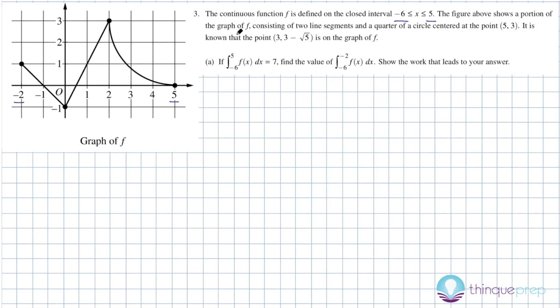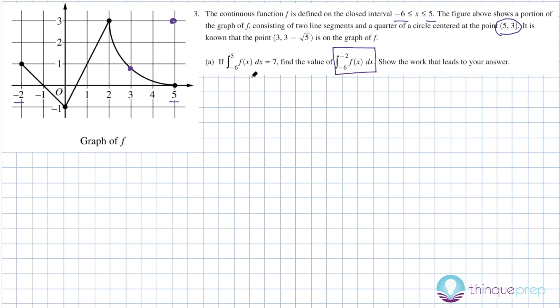It says there's two line segments. There's a quarter circle centered around the point (5, 3). So we know this is the center of our circle. And it's known that the point (3, 3 minus root 5) is on the graph of f. So we are given that point too. And then the question goes, if we have the integral from -6 to 5, and we know that that's equal to 7, find this integral that goes from -6 to 2.